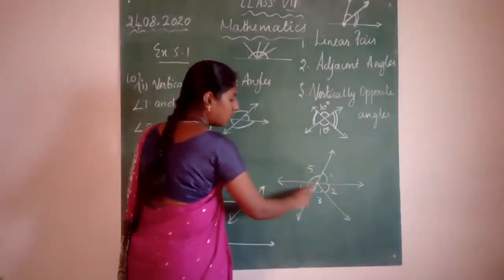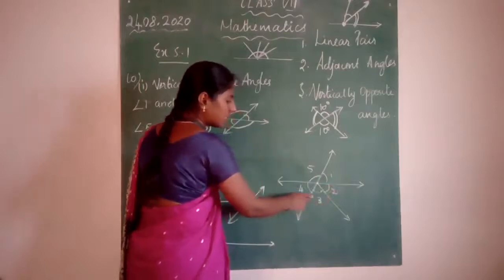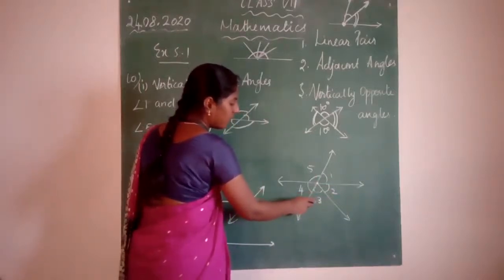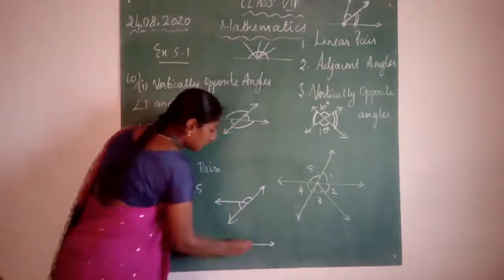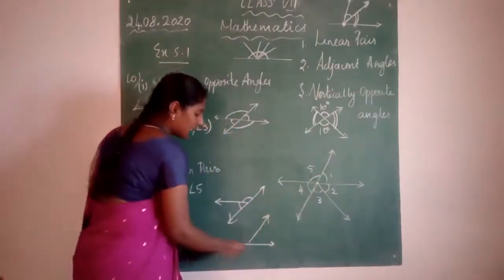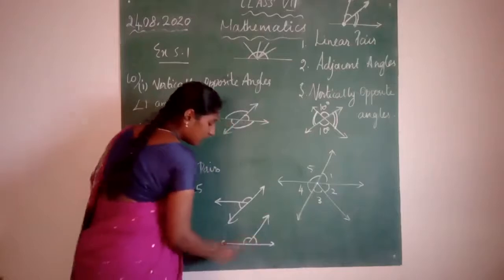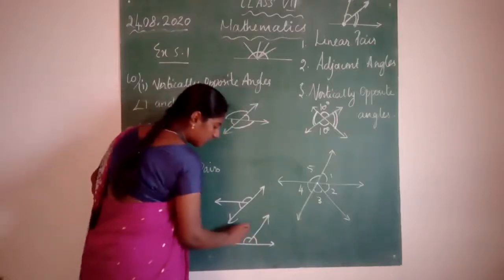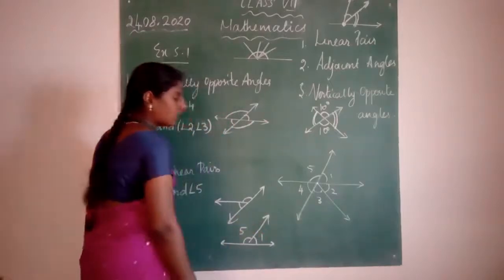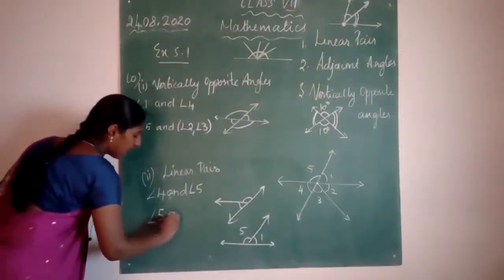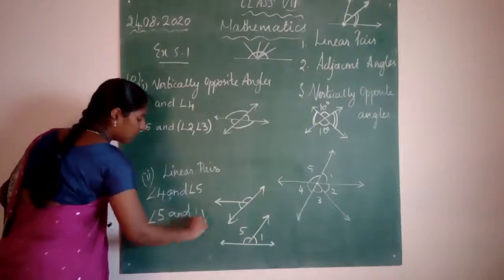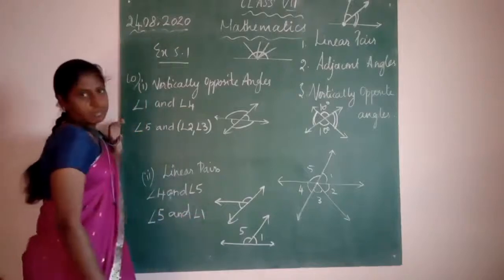Next you take the other side. So here you will have the other straight line. Here you will have one more ray like this, and you have two angles, one is 5 and another one is 1. So again angle 5 and angle 1 are a linear pair. Is it clear?